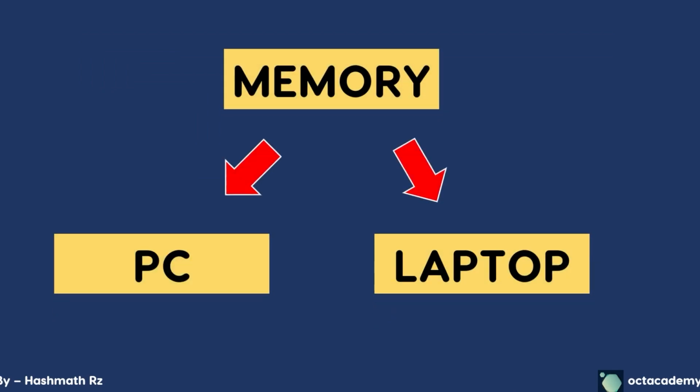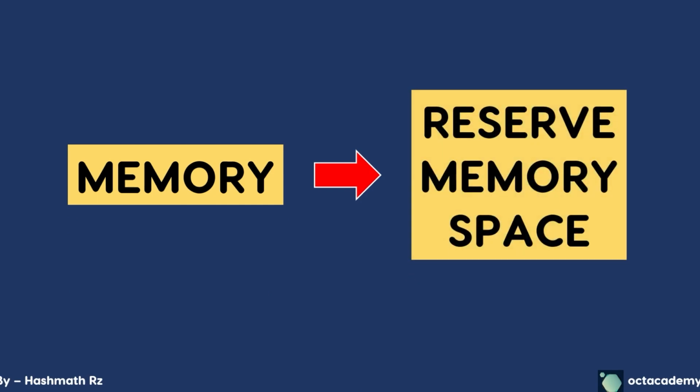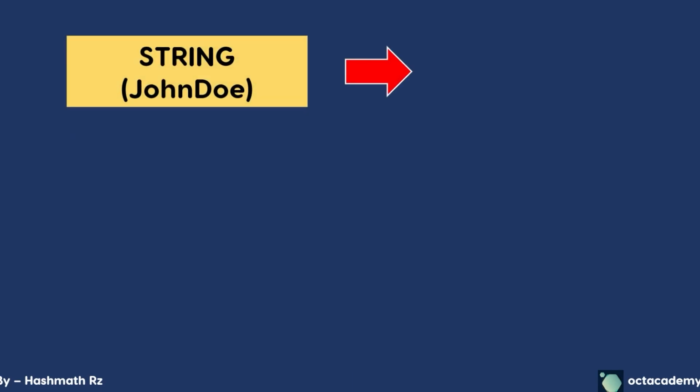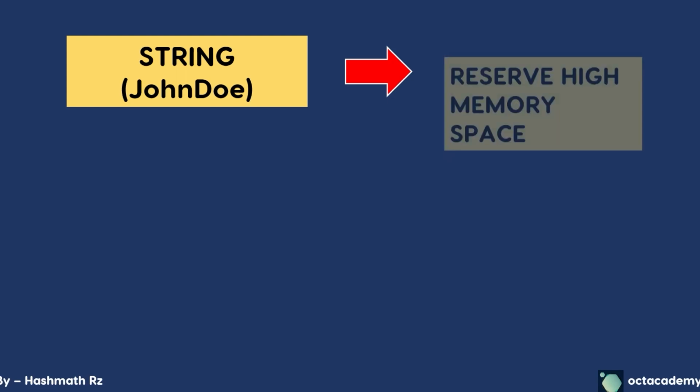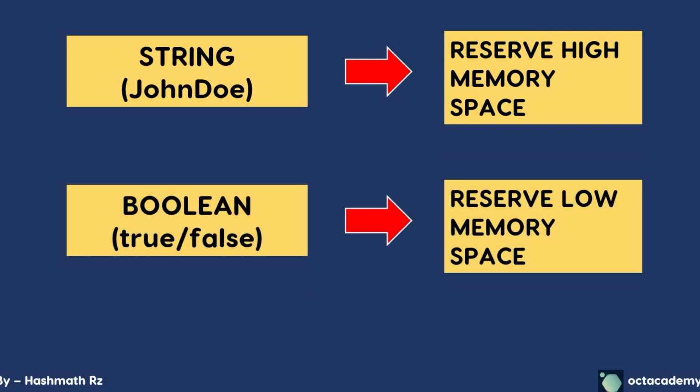In JavaScript, variables are stored in a memory, which can be your PC or laptop's RAM. When you declare a variable, the JavaScript engine reserves a space in memory for the value of that variable. The amount of memory that is reserved for a variable depends on the data type of the value that the variable holds. For example, a variable that holds a string value will require more memory than a variable that holds a Boolean value. A string value can hold many text characters, but a Boolean value only holds true or false, 0 or 1. We learned about data types, right?